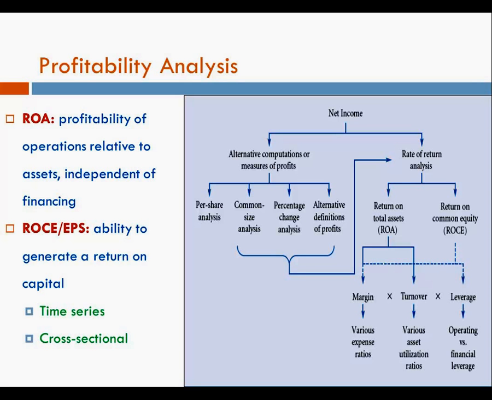The ROA, the return on assets, tells you the profitability of operations relative to the assets that you hold in order to produce those operations, and is independent of the cost of financing. ROCE and earnings per share tell you the ability to generate a return on capital. What's your ability to provide a return to your shareholders?